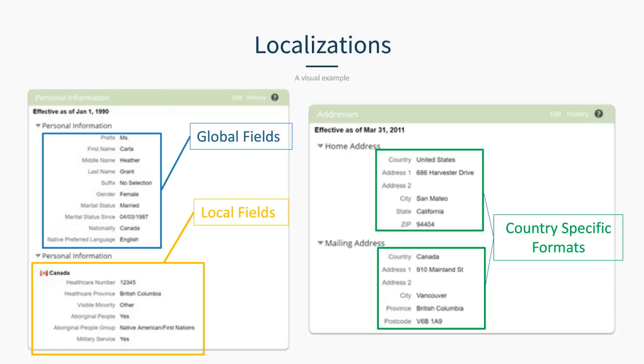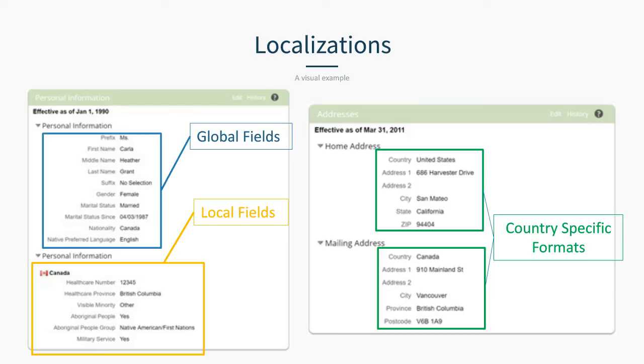Because we chose Canada as the nationality for that employee within the global fields, we then see the fields local to Canada down below. So we see the Canada flag there, and then we see healthcare number, healthcare province, as well as some other fields. These are only fields that would be seen for Canada. So these would only be filled out for employees whose nationality is Canada.